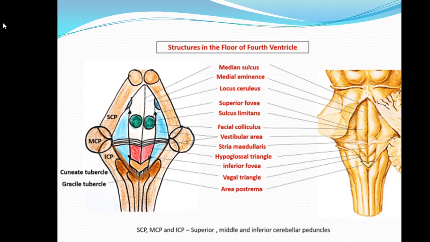In this diagram, you can see the three parts. The upper triangular part is formed by the posterior surface of the pons, the intermediate part is marked by the transversely running lines, that is the striae medullares, and the lower triangular part is formed by the posterior surface of the medulla oblongata.